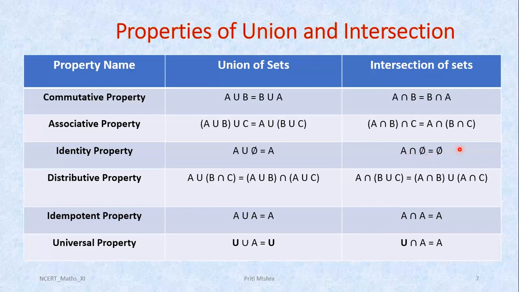Now, if you are finding A intersection phi, as phi is having no elements, A intersection phi will always give you phi. You can't have any element in common with the set phi, so its result will be phi. This was the identity property.